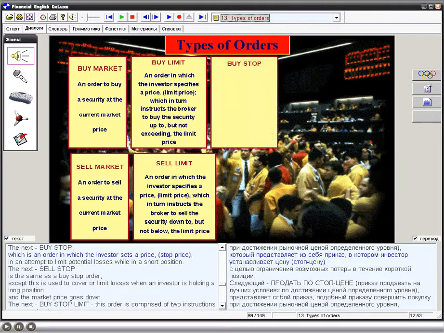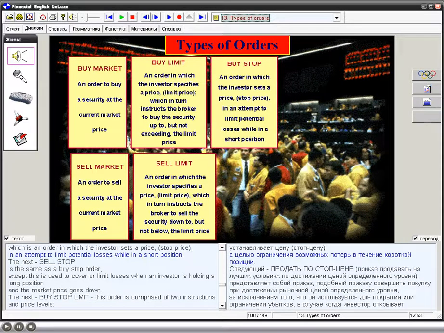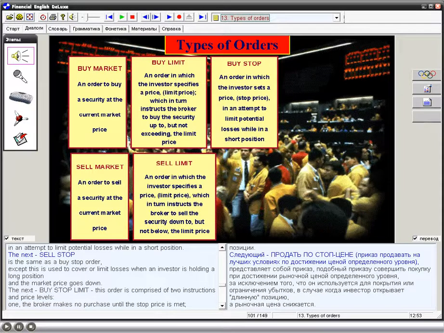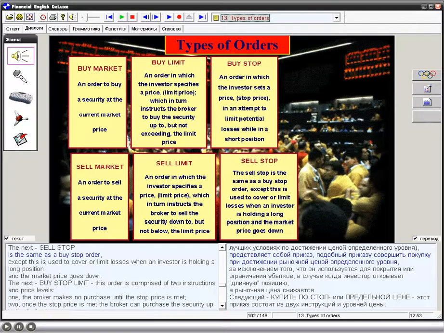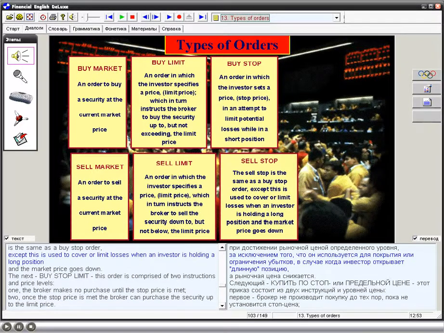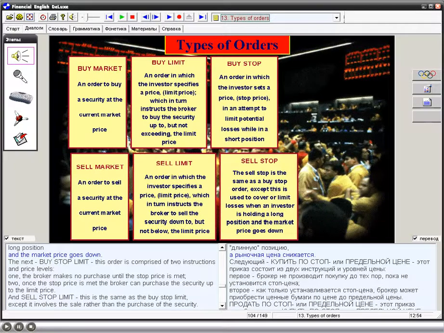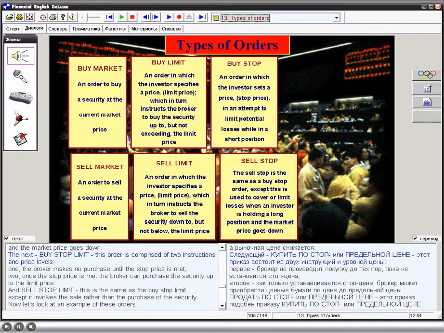The next, buy stop, which is an order in which the investor sets a price, stop price, in an attempt to limit potential losses while in a short position. The next, sell stop. The sell stop is the same as the buy stop order, except this is used to cover or limit losses when an investor is holding a long position and the market price goes down.